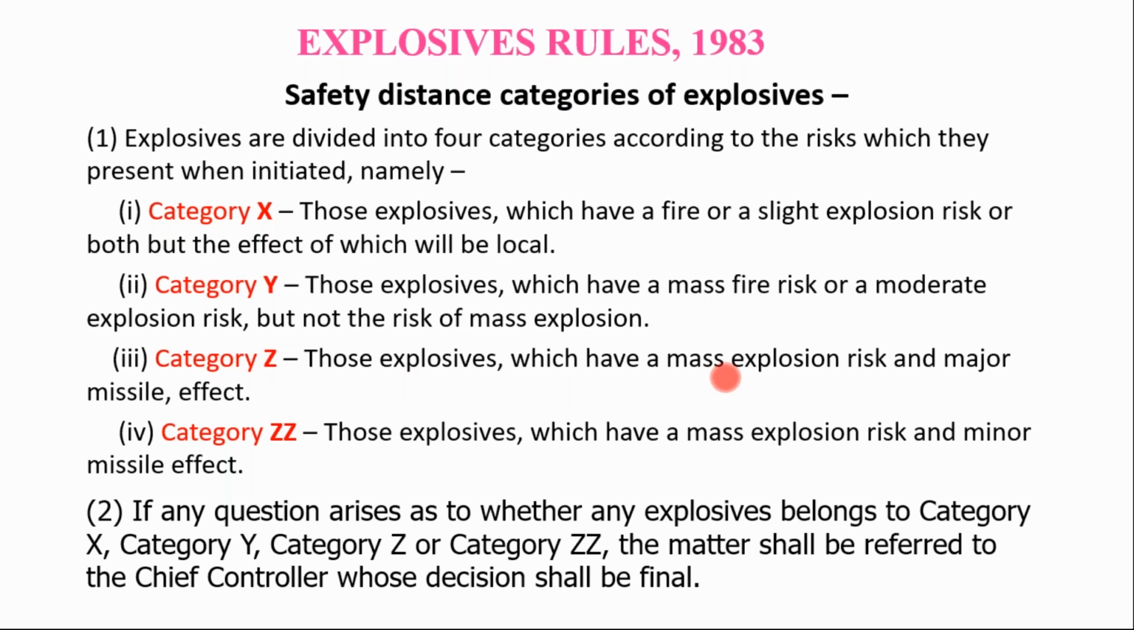as Z. So obviously here the more dangerous substances or more dangerous explosive substances are used, where after the explosion the mass explosion is the outcome. Then ZZ category, those explosives which have mass explosion risk and minor missile effect, that is ZZ. So these are the 4 categories of these explosive substances with reference to this rule: X, Y, Z and ZZ.